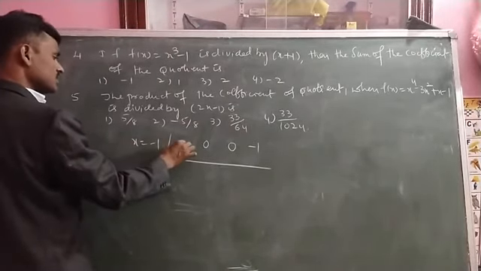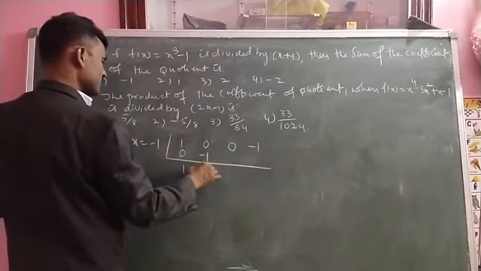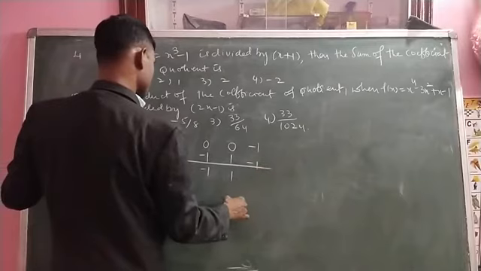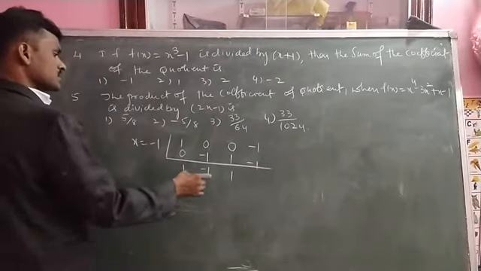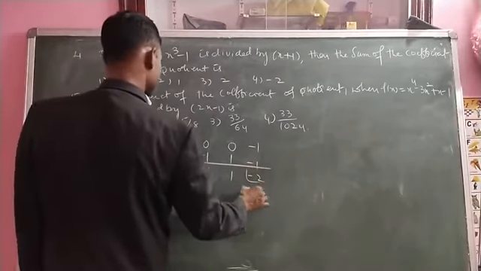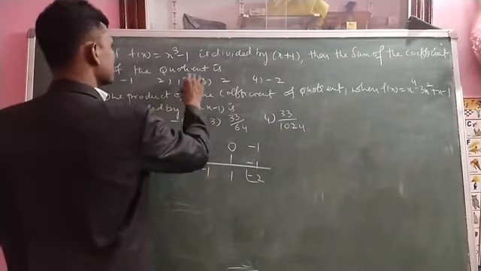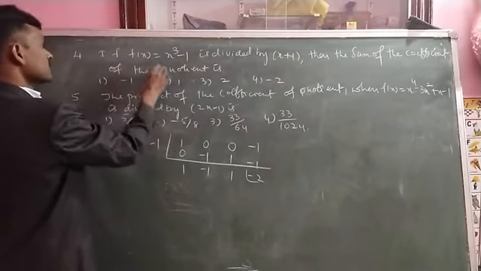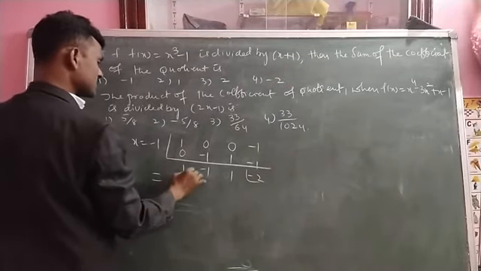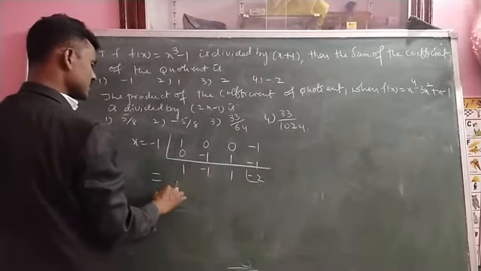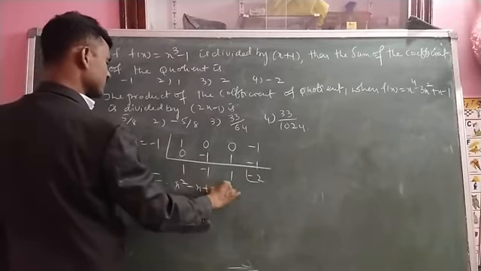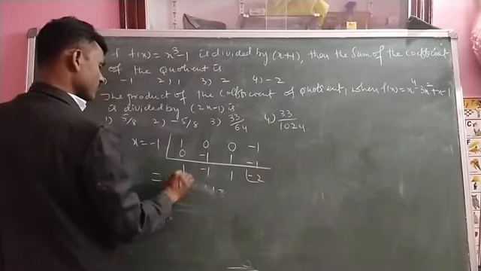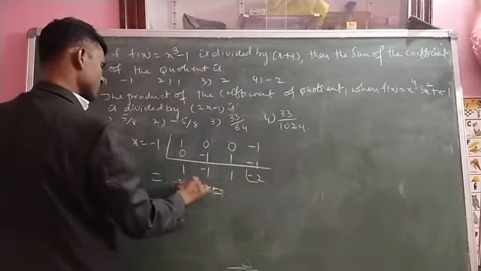Put here 0, 0, 1, 1 into 1, minus 1, minus 1, minus 1 into 1, plus 1, 1, 1 into 1, minus 1, 1 into here, minus 1, this is minus 2. Okay, now see here, what we will do is take the sum of the coefficients of the quotient. Quotient means here 1, this is x, constant, x square minus x plus 1. Now you have to add the coefficients: 1 minus 1 plus 1, 1 cancel means 1.